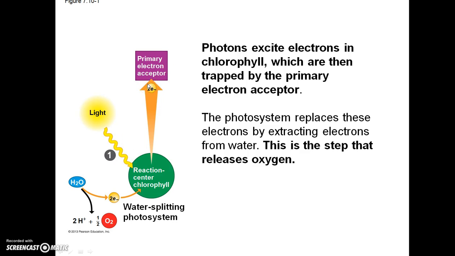The photosystem replaces these electrons by extracting electrons from water. This is the step that releases oxygen. So this reaction center needs to replace those electrons that are transferred to the primary electron acceptor. So to do that, it strips electrons from water, and because of that, hydrogen ions and oxygen gas are released.